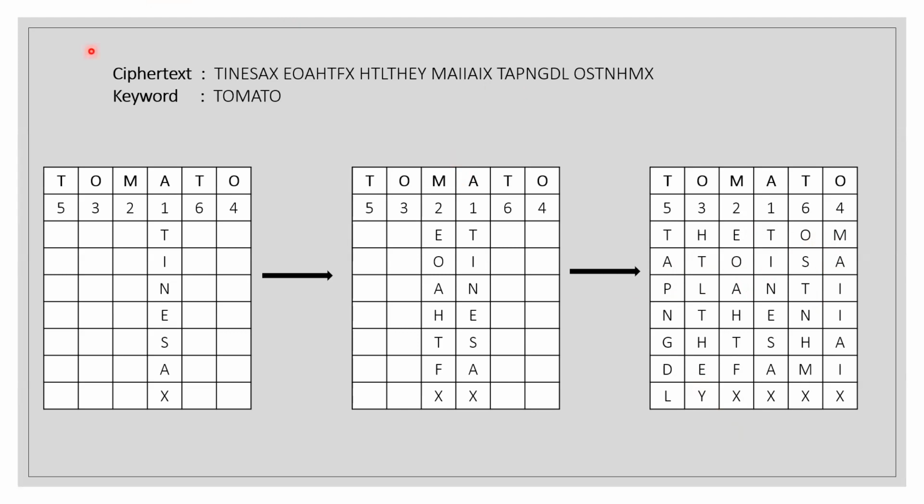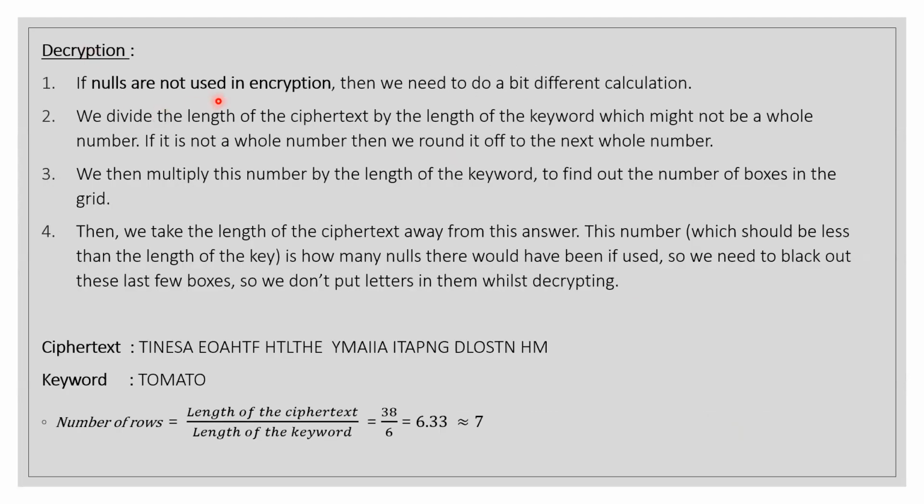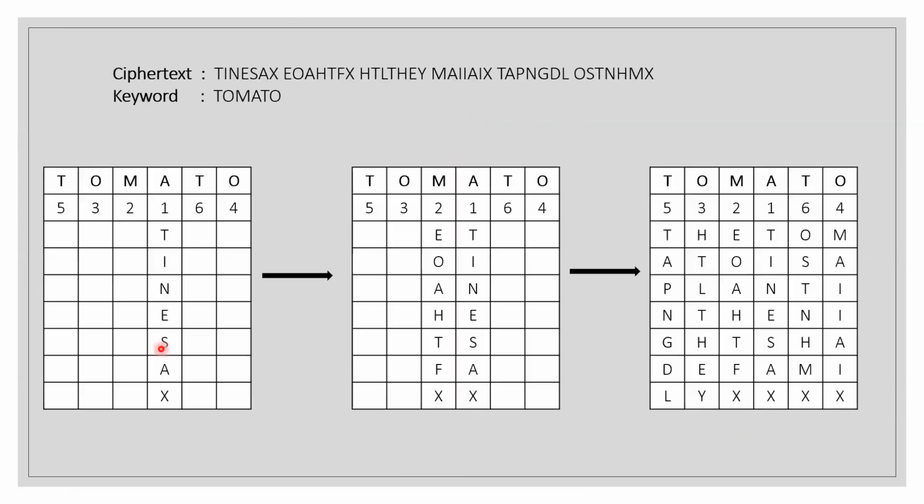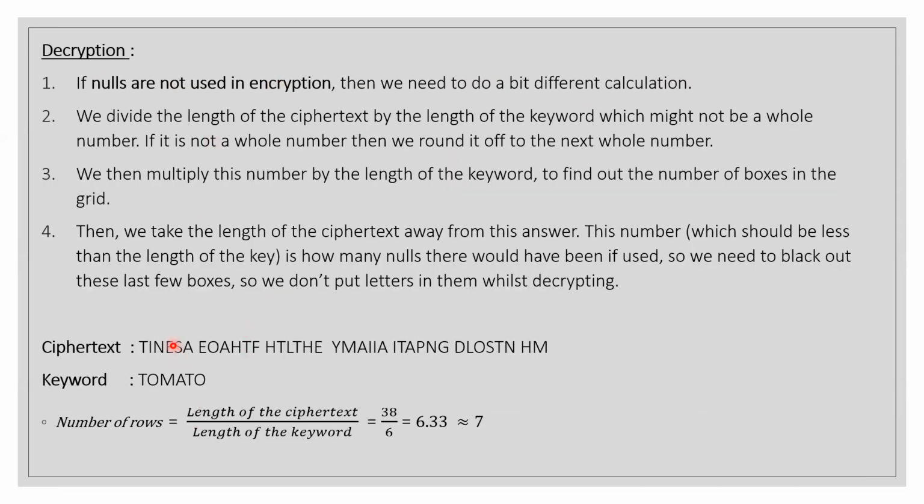Okay. So if the nulls are not used in encryption, then we need to do a bit different calculation. So here I've just removed all the nulls that are used. So X, I've removed all the X that was used here for encrypting. So this is the ciphertext and the keyword remains the same. So if nulls are not used, again to get the number of columns, it will be the same as the number of letters in the keyword.